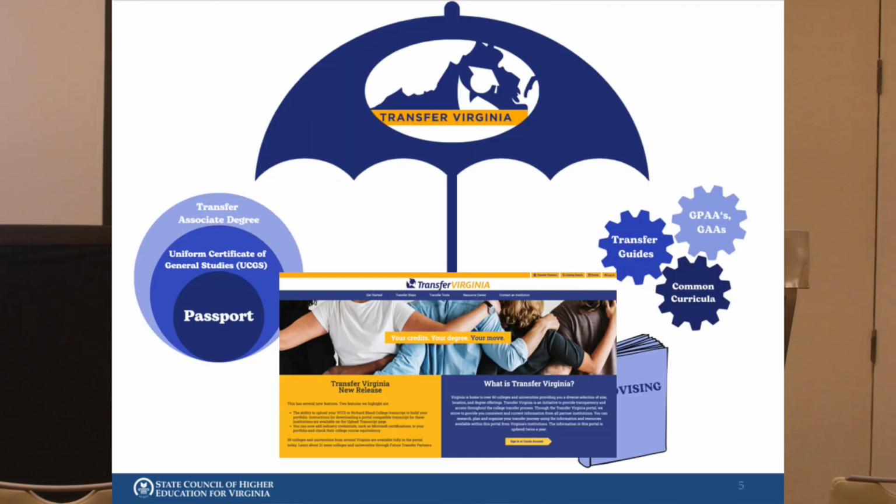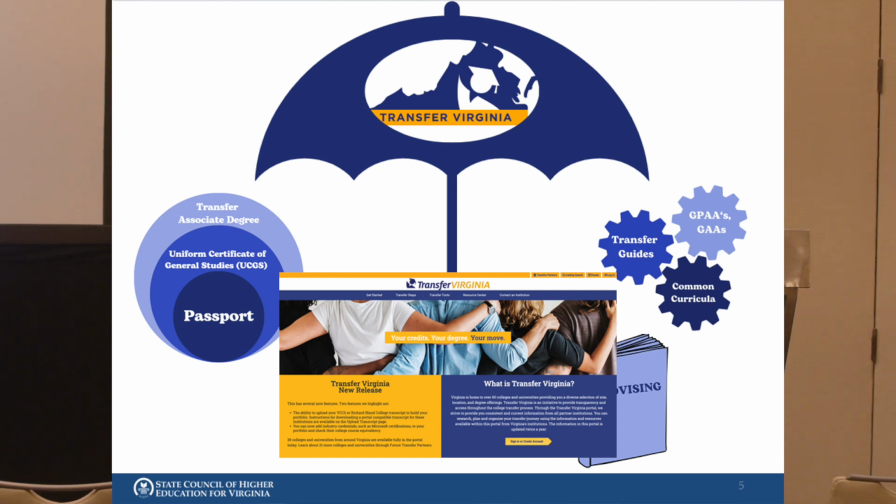So I've talked a little bit about what's under Transfer Virginia, but this is a nice representation. I mentioned the different credentials, particularly the associate degree. Everybody has those. The other two were coming out of our legislation, the Passport and the Uniform Certificate of General Studies. We had to establish these two programs, and they're very similar to other states' gen ed transfer blocks. They both have different credential requirements.